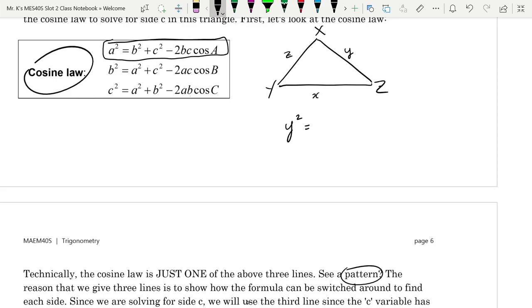What if it wasn't A, B, and C? It'd be y squared equals the other two sides squared minus 2 times the other two sides times the cosine of the angle across from the side I'm looking for. See how that formula works?